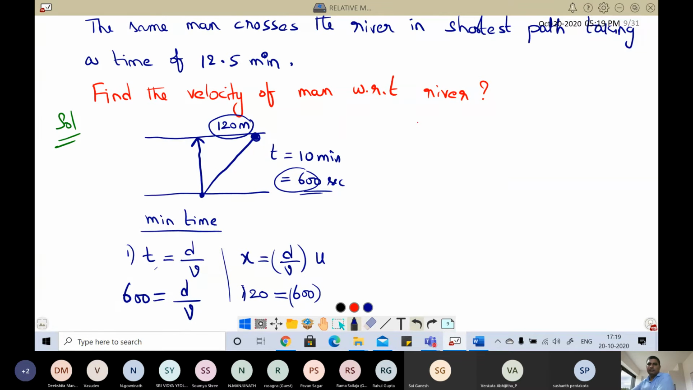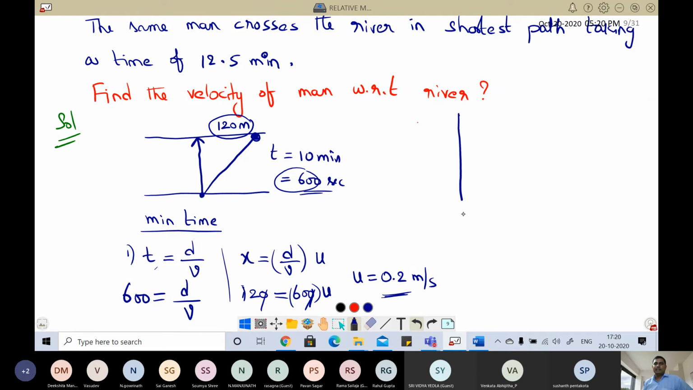Sorry, d by v is nothing but this one only, na? Correct or not? So that means 600 we can write directly. Therefore 600 into u. So now you will get directly from here 0.2 meters per second. Okay, so this is over, and now you keep this equation like this. We can use this equation afterwards.